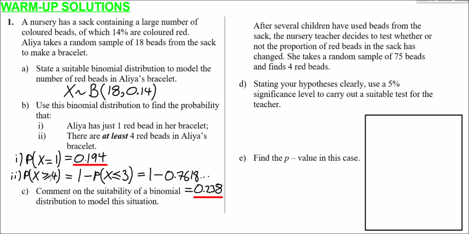Part C, we have to comment on the suitability of a binomial distribution to model this situation. Well, one of the things we need to hold for a binomial model to be appropriate is that the probability of picking a red bead, or generally speaking the probability of an event happening, needs to be fixed for each trial. So here, each time we pick a red bead, that will actually lower this percentage. So it's not going to be a perfect fit for the binomial.